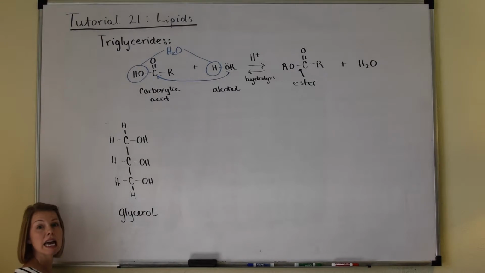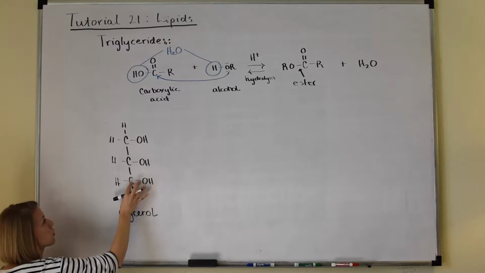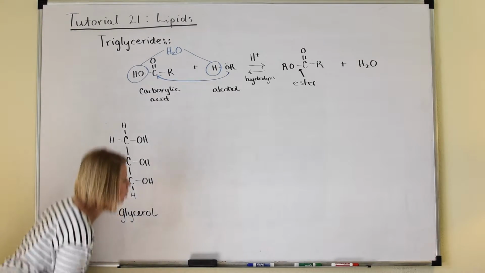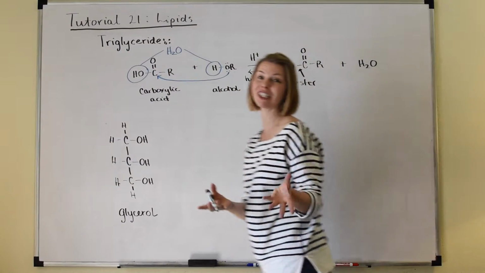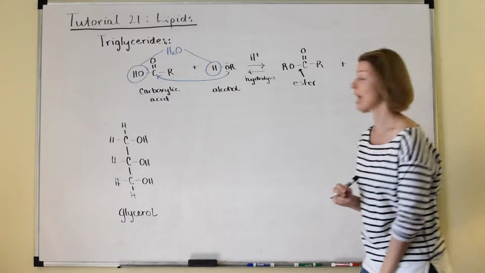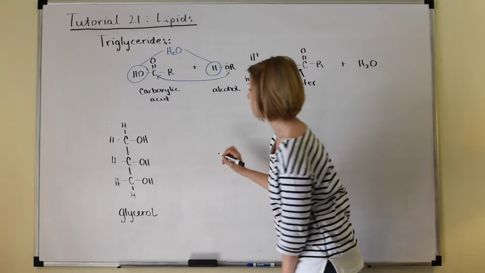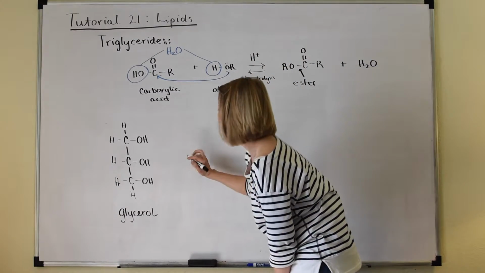The IUPAC name would be 1,2,3-propane triol. It's a triol. It's got 3 alcohol functional groups, 1 for each of the 3 fatty acids it's going to react with. And the 3 fatty acids need not be the same. They can be different. In fact, they usually are different.